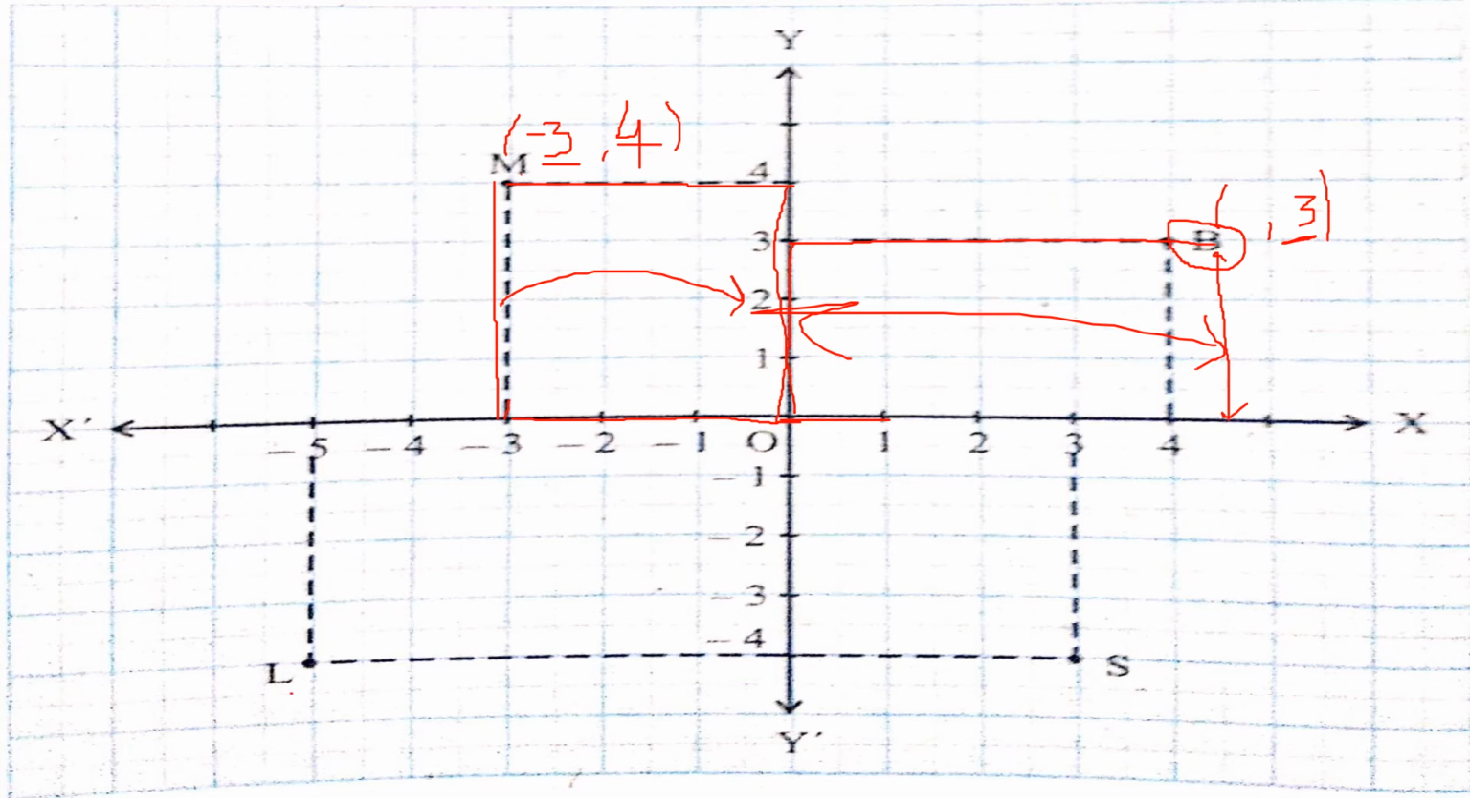Similarly, in this case you can pause the video and try on your own. The answer is yes, it is -5 comma -3. In the last case, it is 3 comma minus 4. Okay, understood?